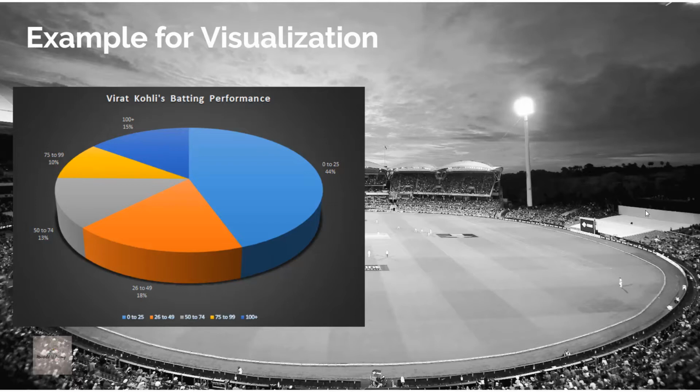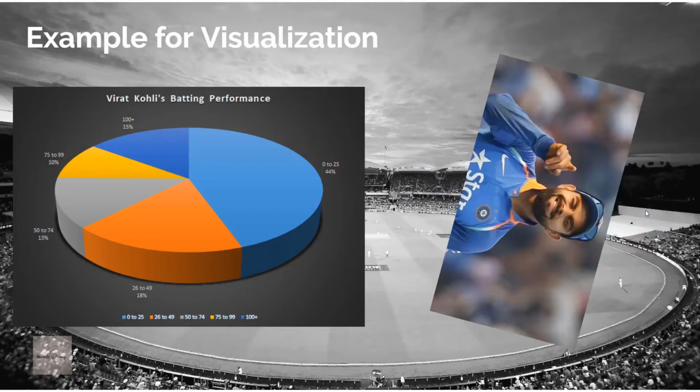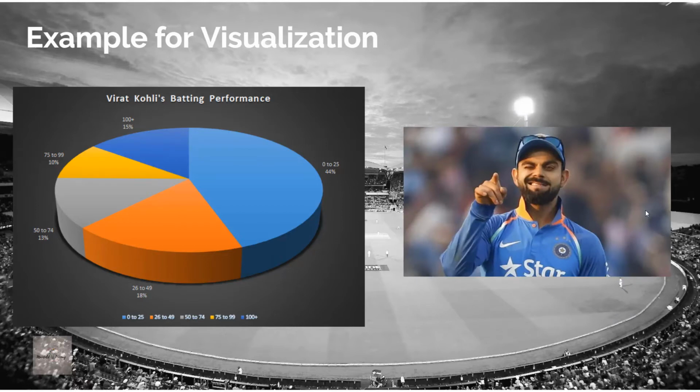Correct? So now coming back to this pie chart, it represents Virat Kohli's batting performance in T20. This area represents the scores between 0 to 25, this one the scores between 26 to 49, this is 50 to 74, this is 75 to 99, and yes, this is 100 plus. So in this chart, you can easily understand the percentage of the scores. Correct? You can easily see that.